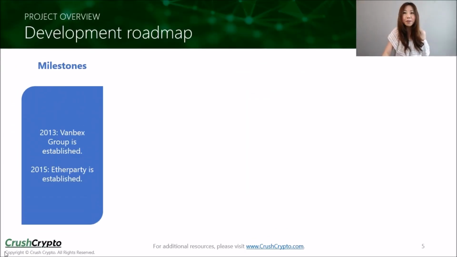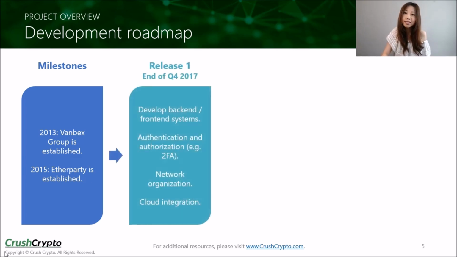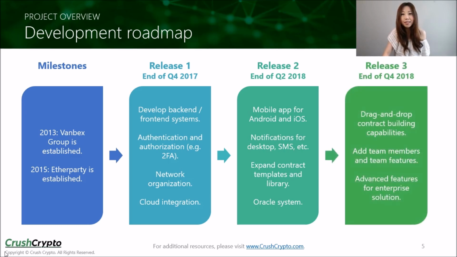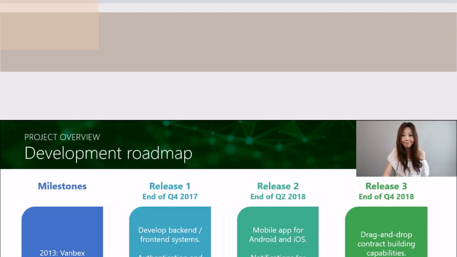Here's a summary of their development roadmap. They have a pretty detailed plan in their white paper, so please take a look if you want more information. By the end of this year, they plan to have their first release, which will include enhancements for both their front-end and their back-end systems, authentication and authorization, and so on. By the middle of next year, they will have their second release, which will have full mobile device support for Android and iOS and more contract templates. By the end of next year, their third release will allow for drag-and-drop contract building capabilities and team collaboration features.